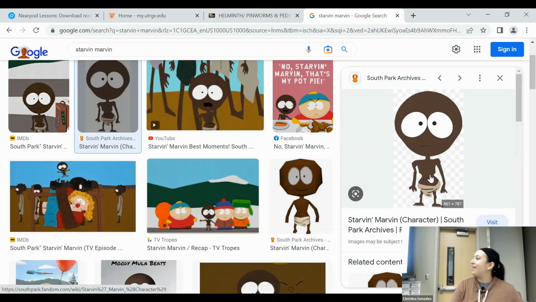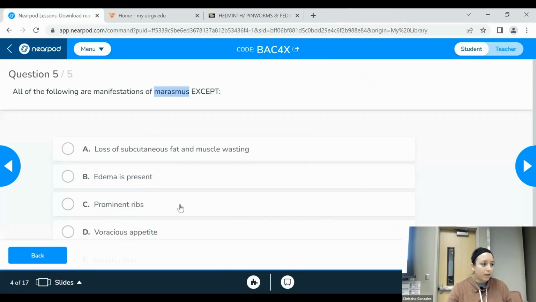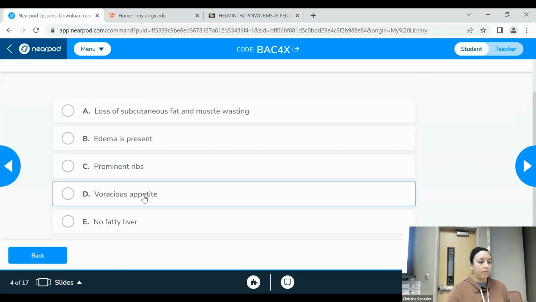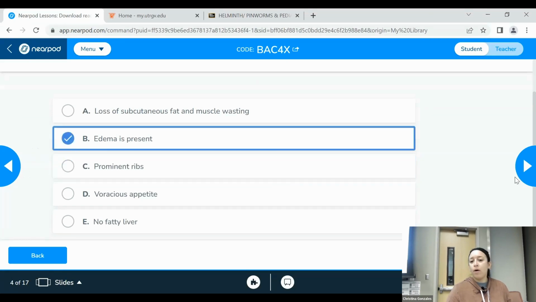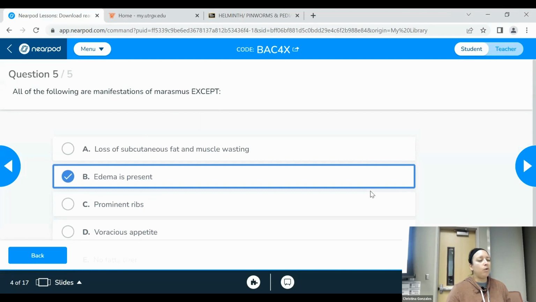Okay. Starvin' Marvin looks to me like he has marasmus. He's very wasted. You can see his ribs. He's got a scaphoid abdomen. And so I remember Marvin, in my head, Marvin starts with an M and he looks really wasted. So that's marasmus. That's how I remember it. That's why I'm showing you the picture. Okay. So they don't have a lot of swelling. They don't have protuberant abdomens. They do have loss of subcutaneous fat. They have prominent ribs. They have a voracious appetite, and they don't have a fatty liver. So, edema. They don't have edema. Okay. And we'll go through the differences between the two, I think, in a little bit, but essentially just have to compare and contrast them. It's really that easy.